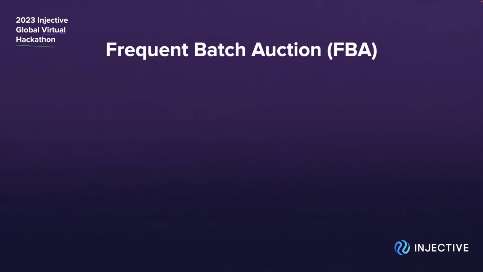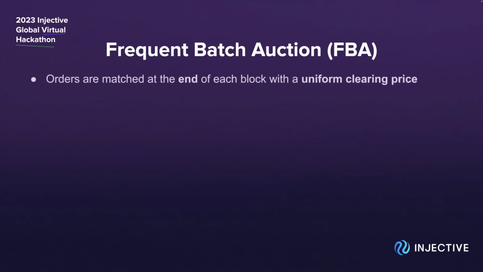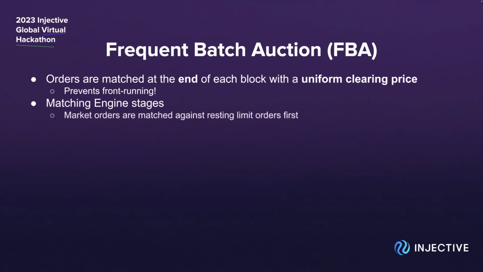As I mentioned, Injective matches orders using what's called a frequent batch auction. Here, the orders are matched at the end of each block with a uniform clearing price. The main reason for this is to prevent front running. I can go into the actual high-level design of the matching engine. First, market orders are matched against resting limit orders. Resting means that they've already been added to the order book officially.